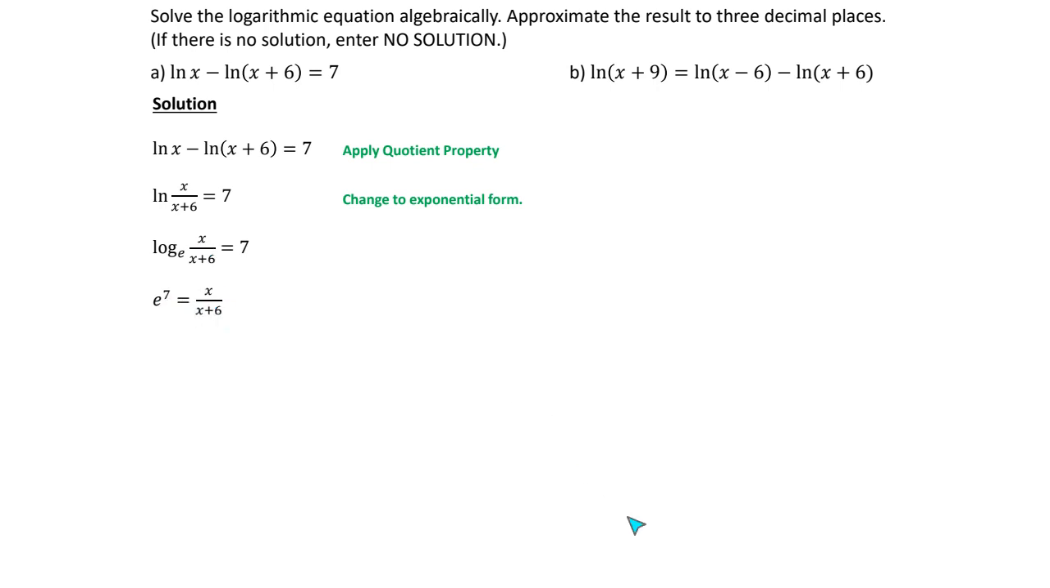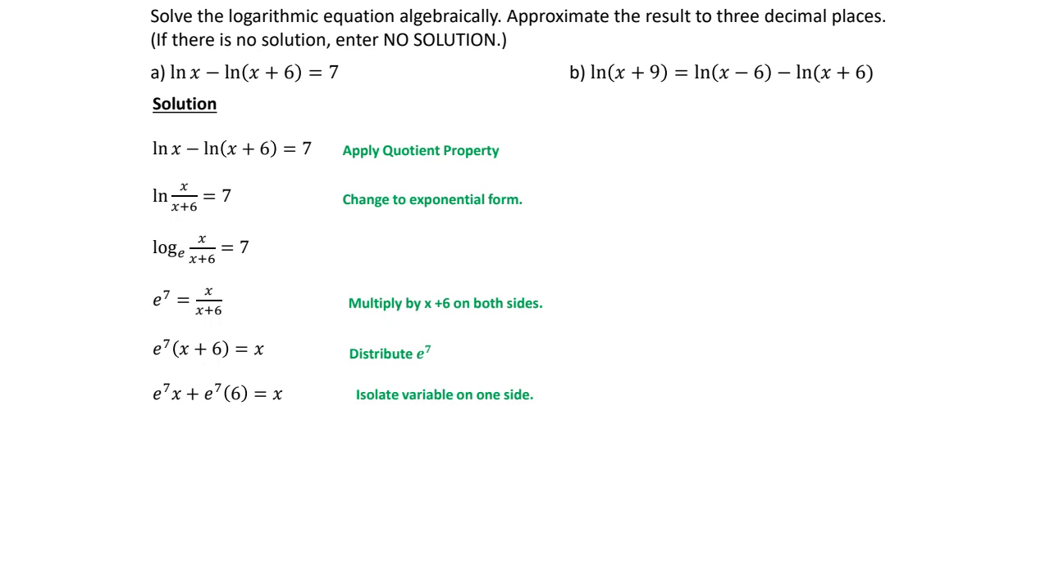I'm going to multiply by x plus 6 on both sides to start simplifying. In order to solve for x, I'm going to have to multiply by e to the 7th times x and e to the 7th times 6. So we end up with e to the 7th x plus e to the 7th times 6 is equal to x.